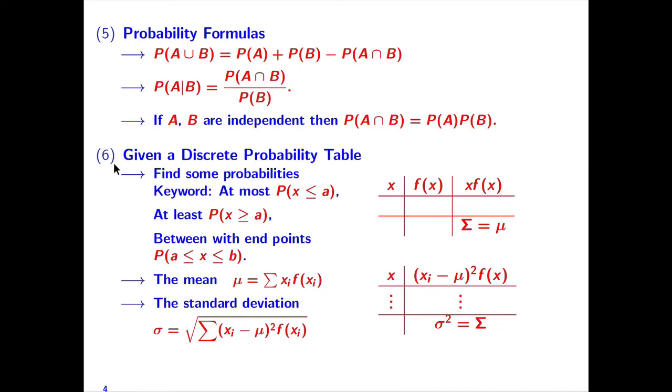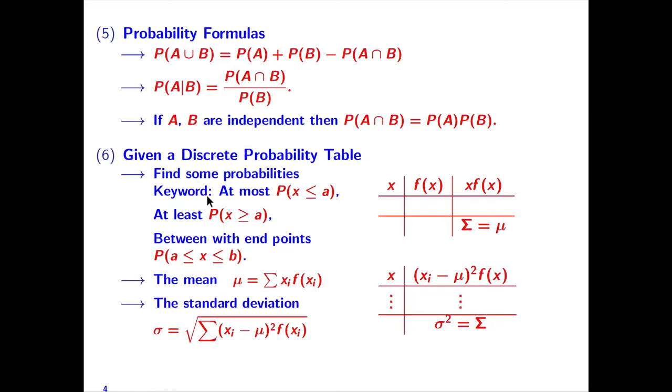Now, number 6, given a discrete probability table, we need to do the following. 1, we need to find some probabilities. 2, we need to find the mean mu. 3, we need to find the standard deviation sigma. So to find some probability, we need to follow the keywords to write down the probability statement.